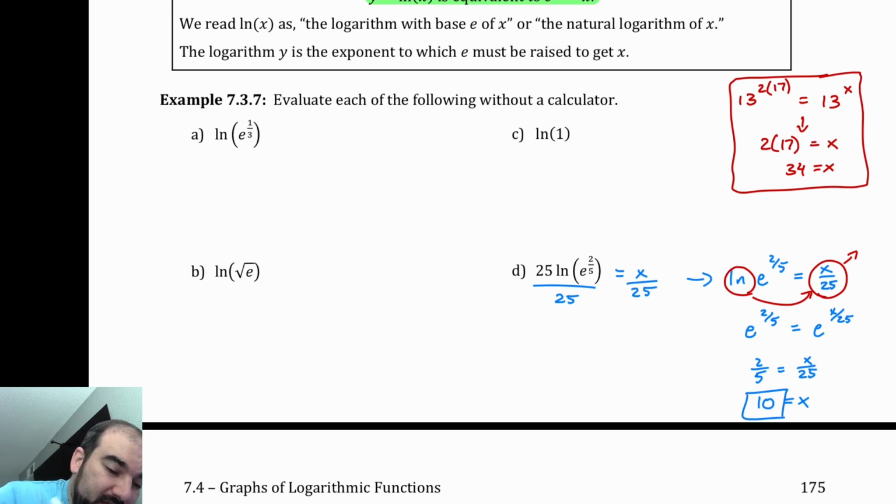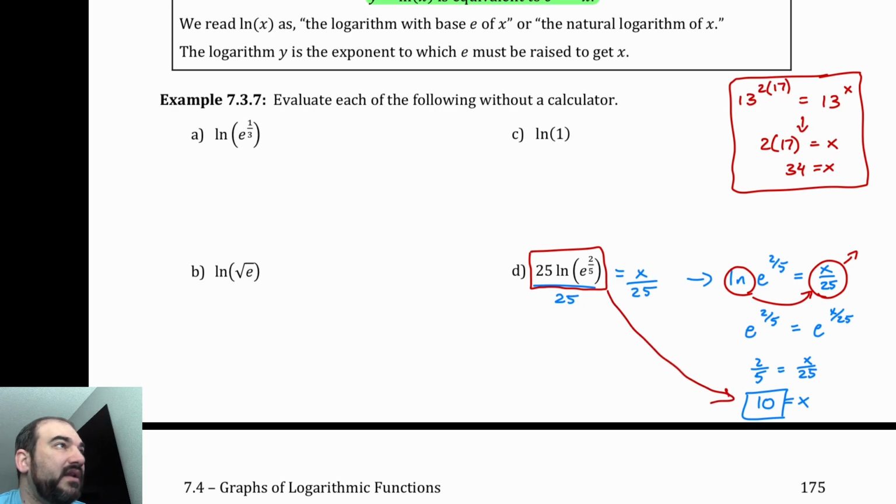Which means this expression here, let me actually box that. This expression here simplifies to 10.